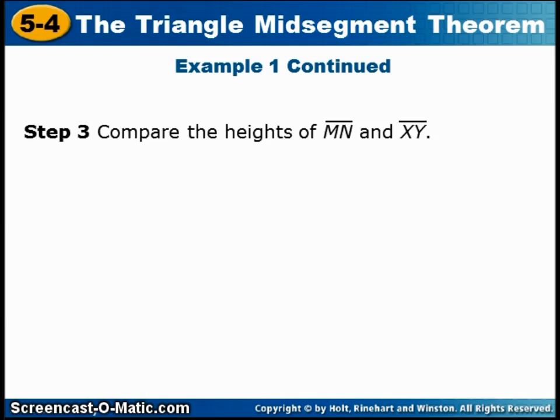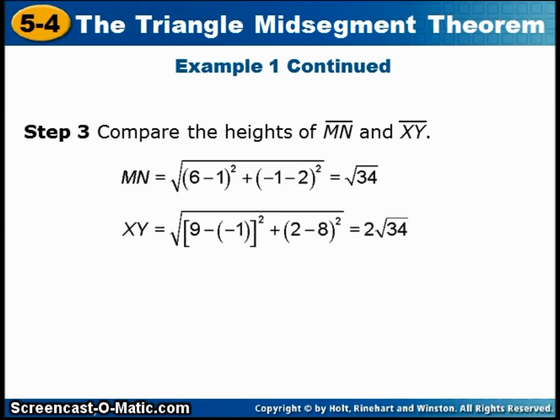Alright, now we want to compare the lengths of segment MN and segment XY. In this case, we're referring to height meaning length. So we need to use the distance formula. And we get that the distance from M to N is equal to the square root of 34, and the distance from X to Y is 2 square roots of 34, which does mean that MN is equal to half XY.